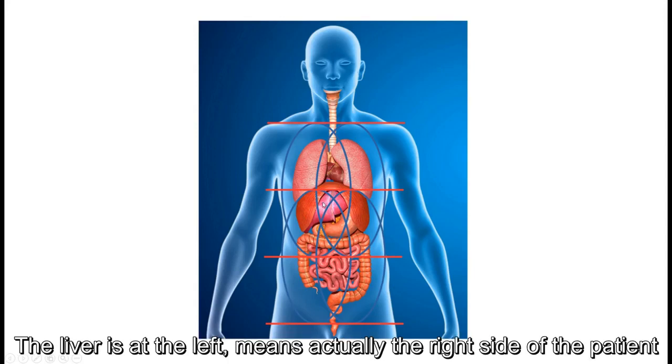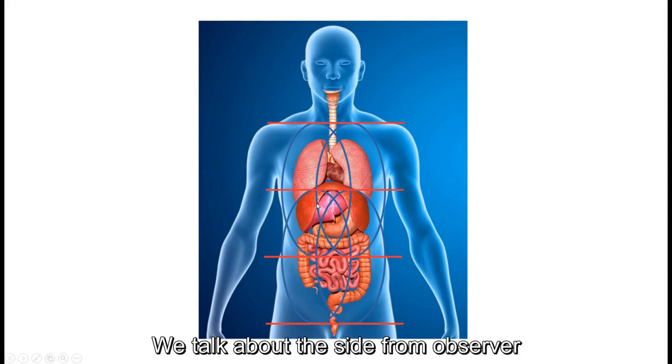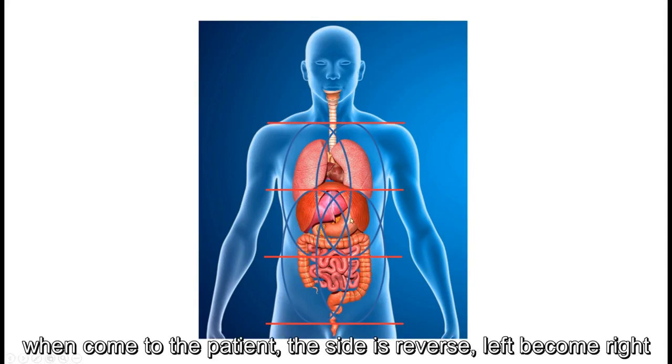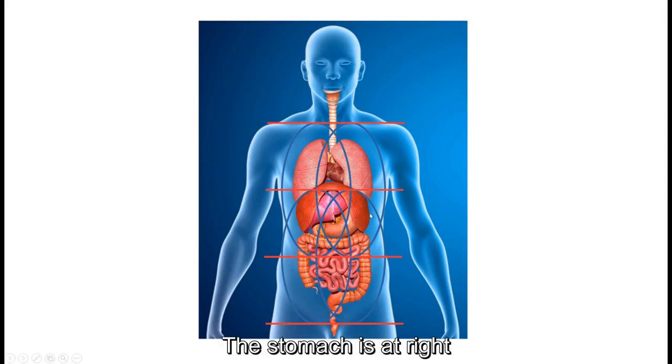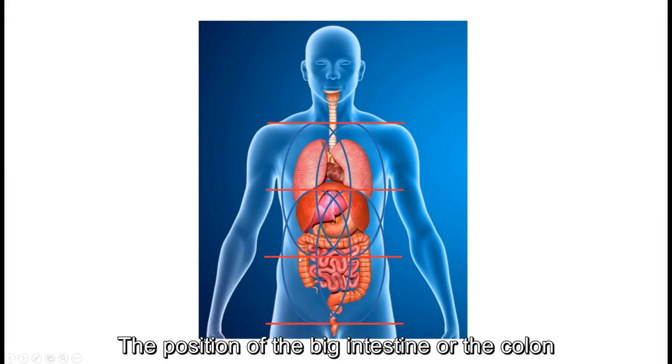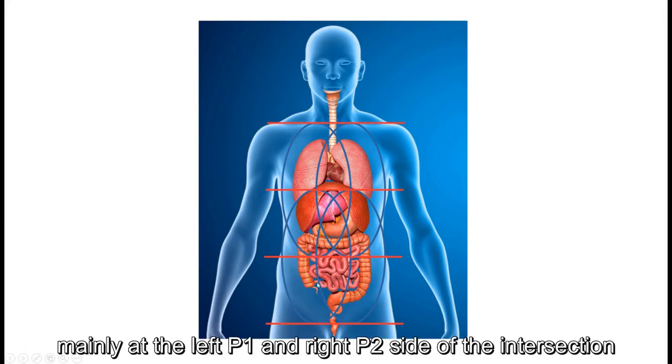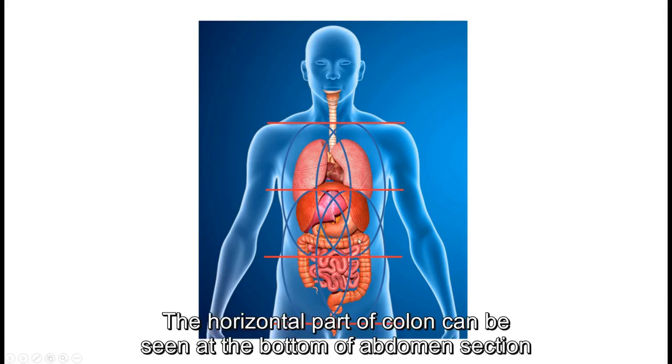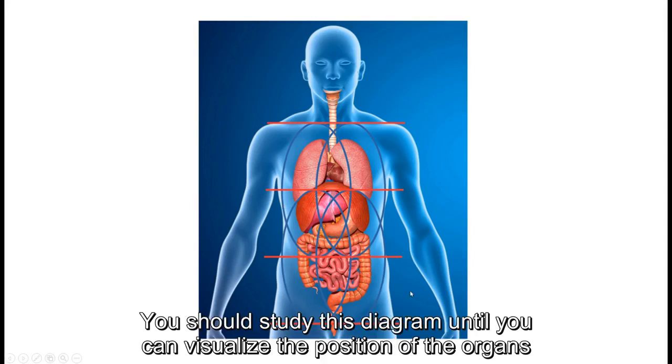The liver is at the left, which means actually the right side of the patient. We talk about the side from the observer. When it comes to the patient, the side is reversed, left becomes right. The stomach is at right. The position of the large intestine or the colon is mainly at the left P1 and right P2 sides of the intersection. The horizontal part of the colon can be seen at the bottom of the abdomen section. You should study this diagram until you can visualize the position of the organs.